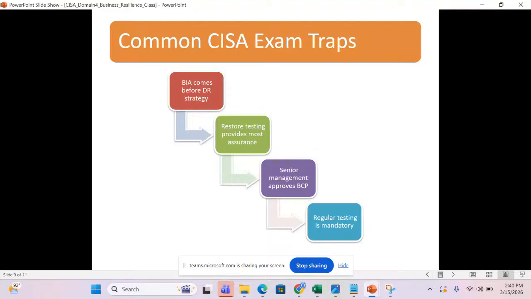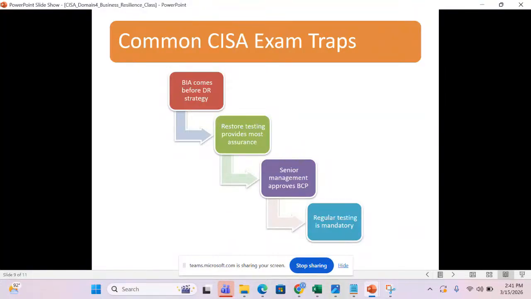Another exam trap is that senior management should always approve the BCP. You have questions that say which of these is the most appropriate to approve a BCP. The senior management is always the most appropriate, not the head of IT, not the IT infrastructure, not the IT system admin. Senior management is best to approve the BCP because, like I mentioned during communication, whenever you have a downtime, you need to always communicate to stakeholders to ensure that you are carried along. So senior management approves the BCP.